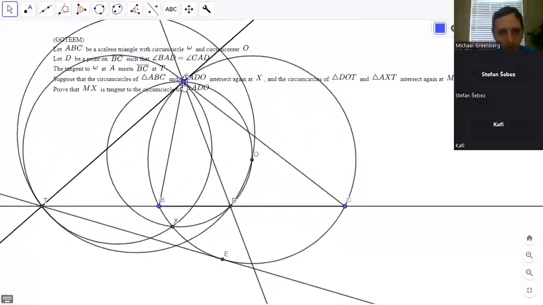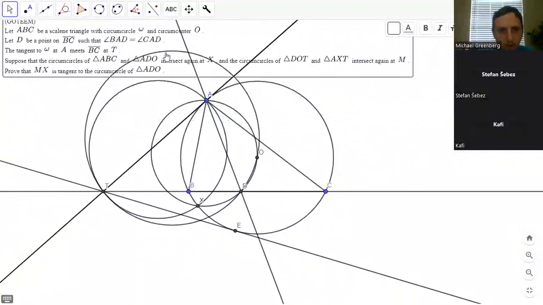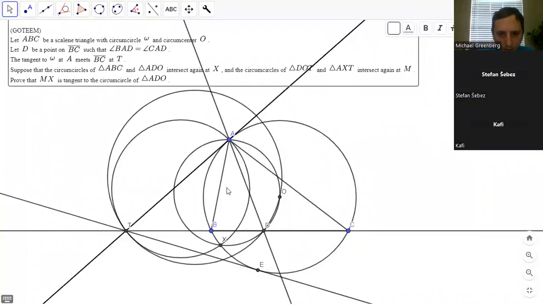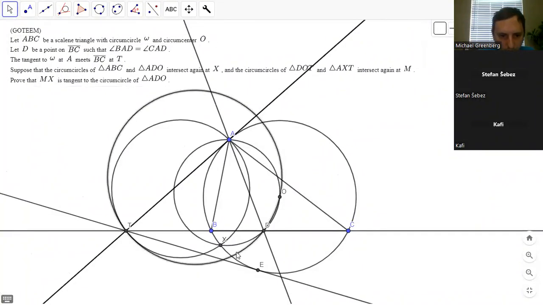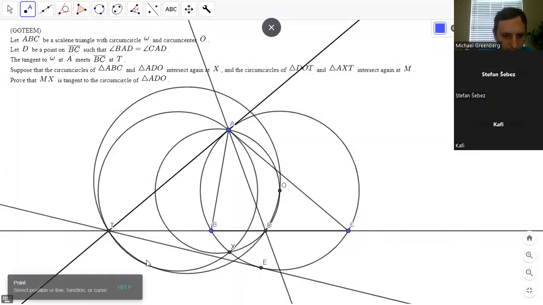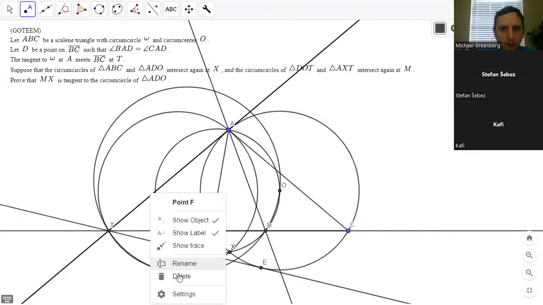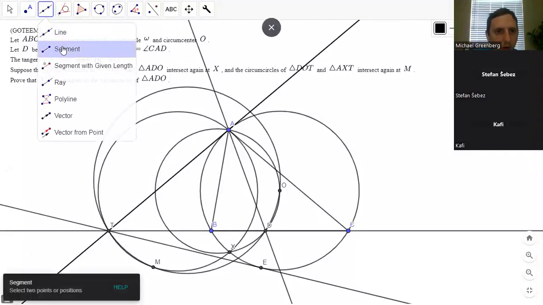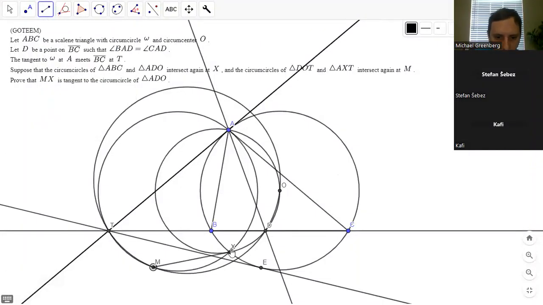So yeah, if I make this a taller triangle, it's probably better. So those, BOT and AXT, they almost look tangent, but they're not. They intersect at this point, M. So T and M. And we want to show MX is tangent to ADO. Okay. So it doesn't look impossible, this problem.